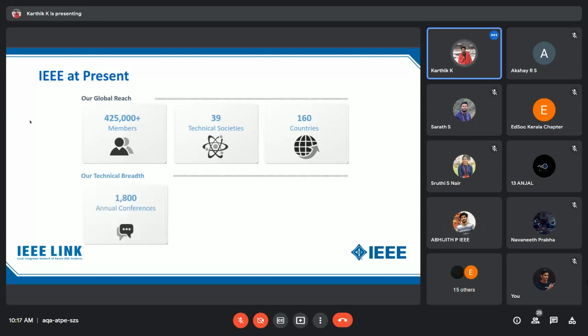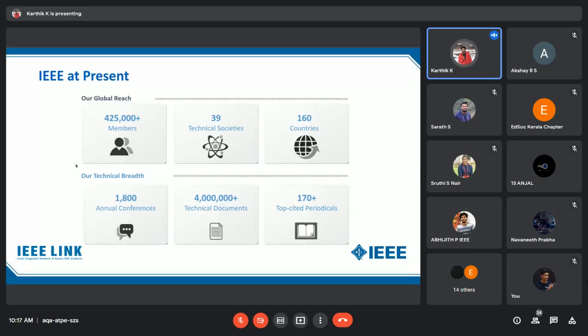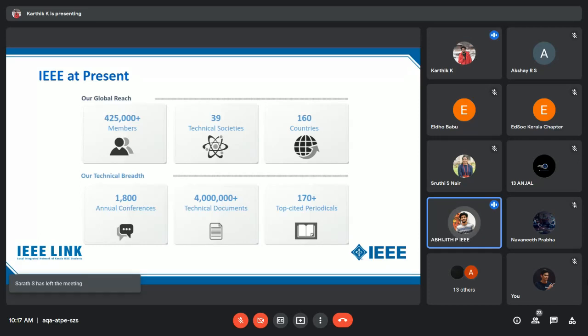We are conducting more than 1,800 annual conferences in IEEE, and we have more than 4 crore technical documents. 170 plus top cited periodicals are also being published in IEEE at present. So see the breadth of IEEE as a whole on the global scale. We have connections over 160 plus countries, and that is the way IEEE is spreading all around the world.